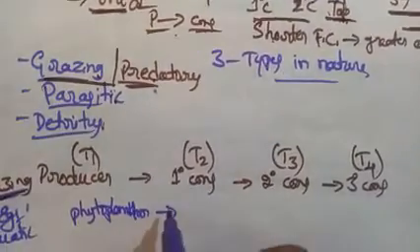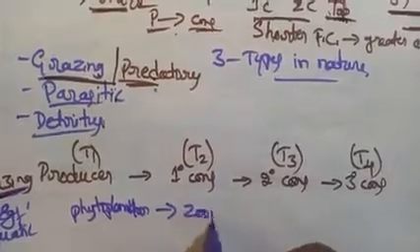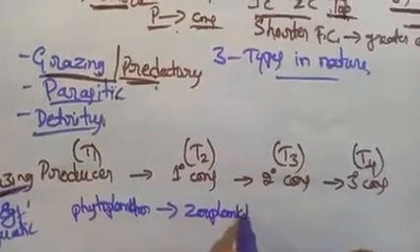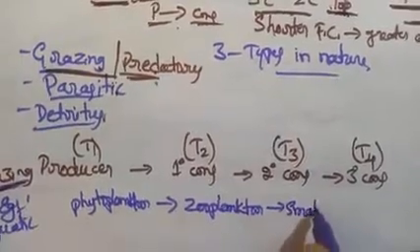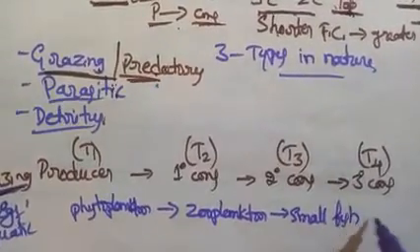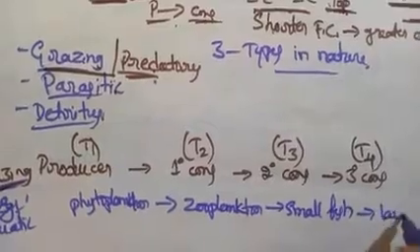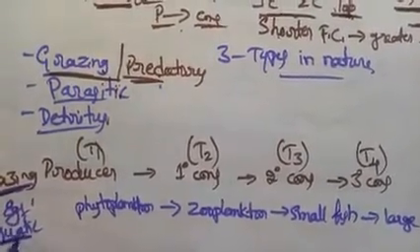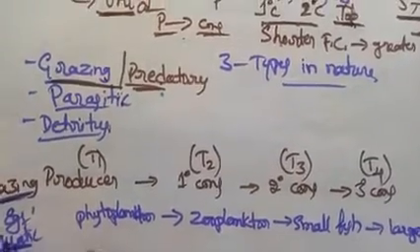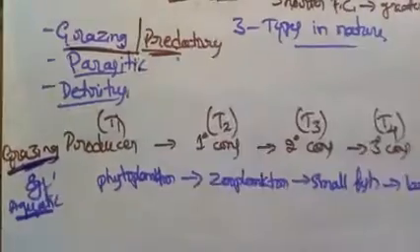Then phytoplankton is eaten by the zooplankton. Zooplankton is eaten by the small fish. Small fish is eaten by the large fish. So this is one example by taking the aquatic ecosystem. So this is an example for the grazing or a predatory food chain.